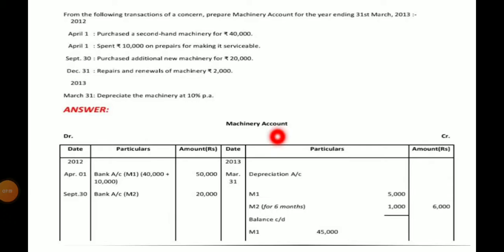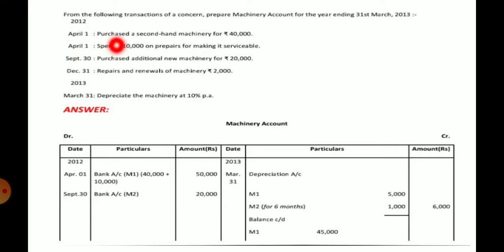Now we will solve another question. From the following transactions of a concern, here it is a company or any business, prepare a machinery account for the year ending 31st March 2013. It is very important to note for which year we have to prepare the machinery account.